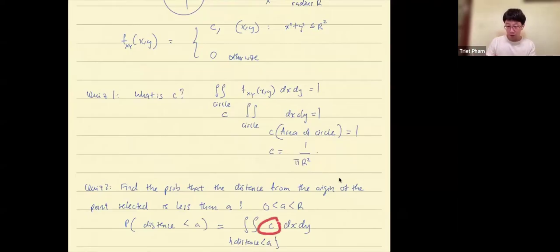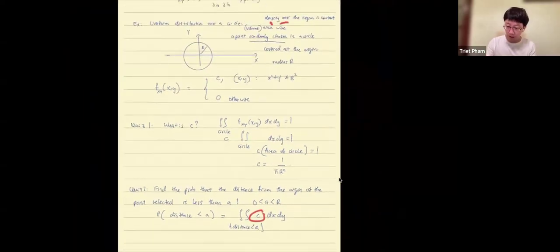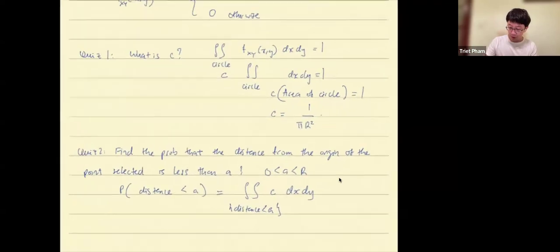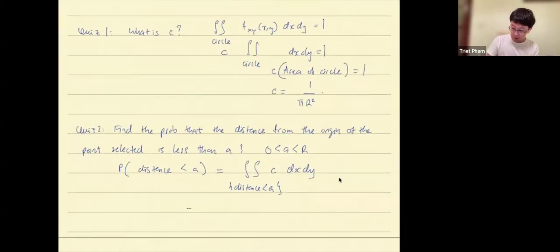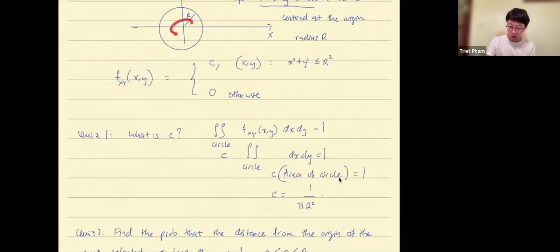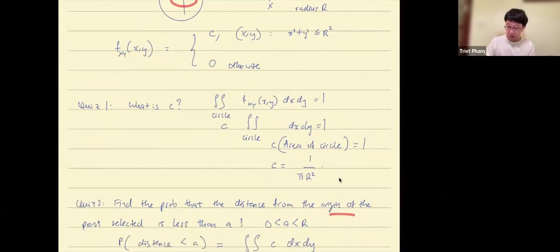But for the uniform distribution, since this is constant density, the density will factor out. And so for uniform distribution, you are very often talking about the area, because when you integrate this, this is the area. Area of what? Area of the region inside the circle whose distance from the origin is less than A.